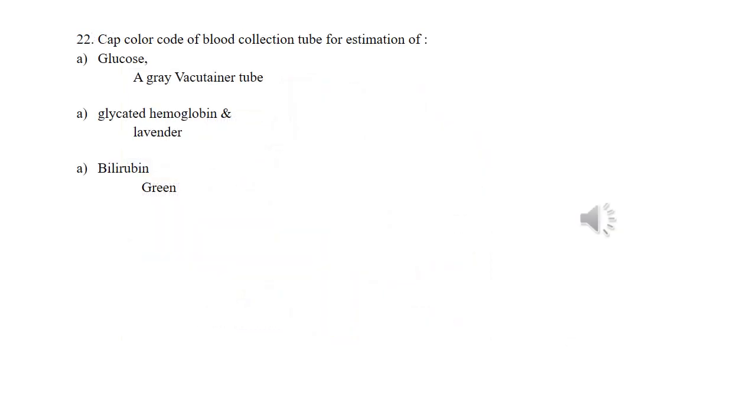Question 22. Cap color code of blood collection tube for estimation of. Answer: A. Glucose. A gray vacutainer tube. B. Glycated hemoglobin and lavender. C. Bilirubin. Green.